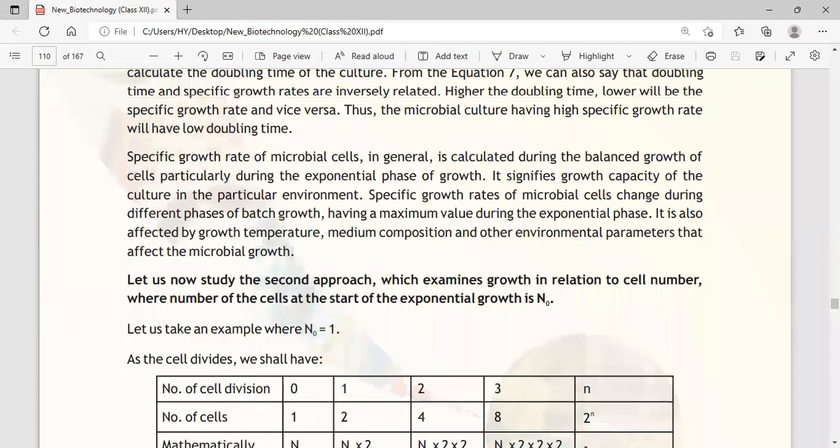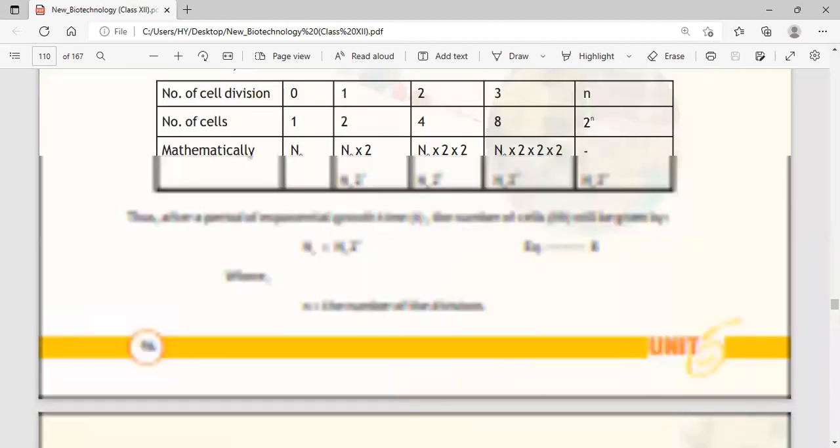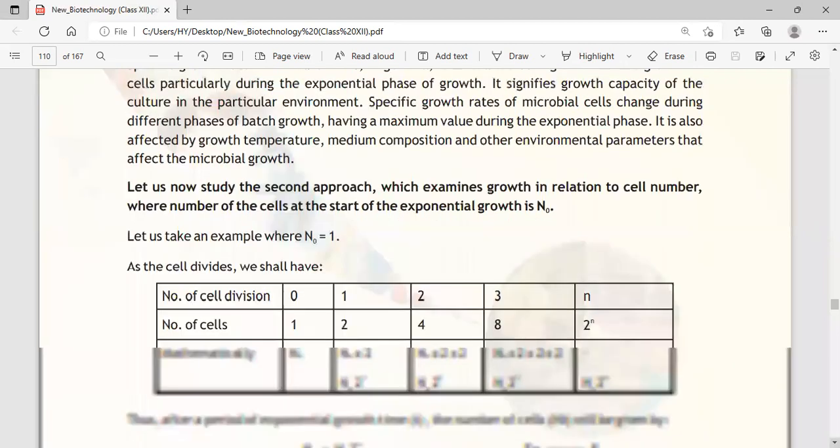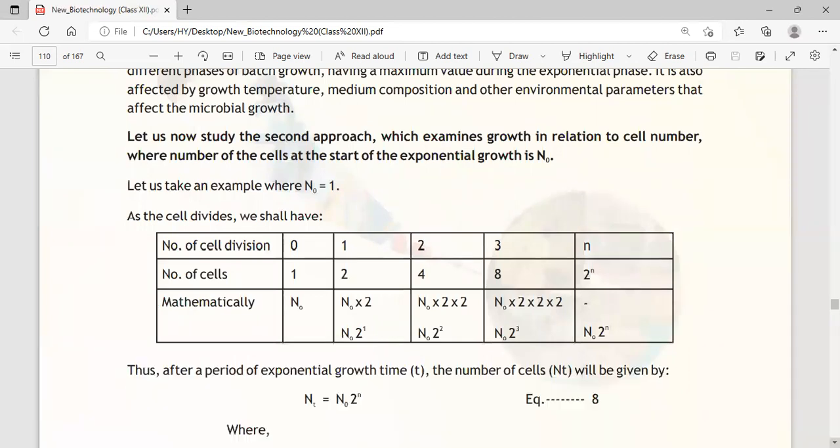So let us now look at the second approach, which examines the relation of the cell to the cell number, where the number of cells at the start of the exponential growth is given by N0. When the number of cell divisions is 0, then the number of cells is 1, mathematically represented as N0. When the number of cell divisions is 1, then the number of cells is 2, N0 into 2, that is N0 into 2 to the power 1, where 1 is the number of divisions.